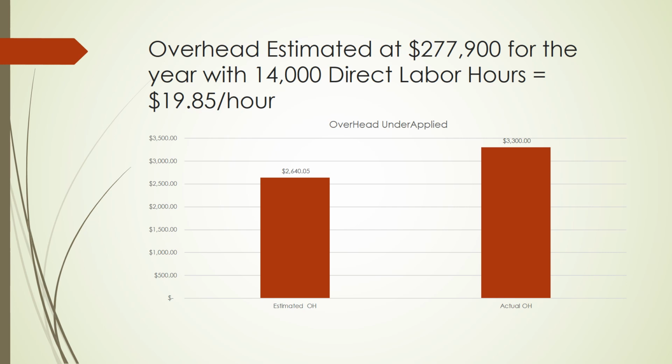So we estimated for the year that in 2024, annually it would be $277,900 for the year, with 14,000 direct labor hours, which equals the 19.85. And here you can see what we applied, which would be our estimated overhead at 19.85 per direct labor hour is 2,640, but the actual expenses that came in were 3,300.